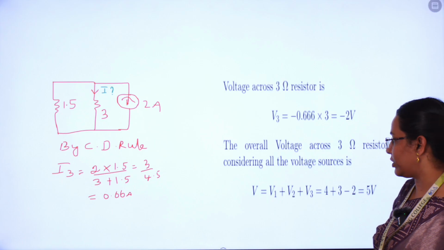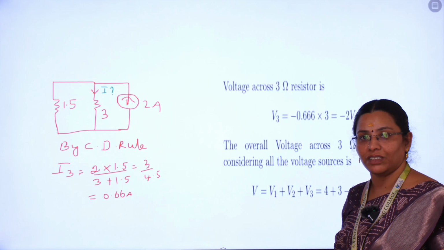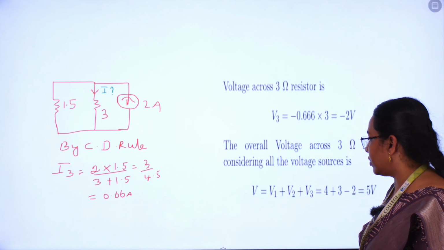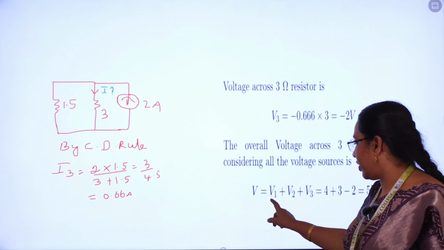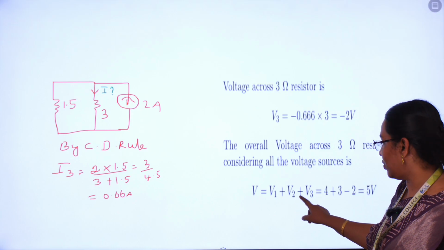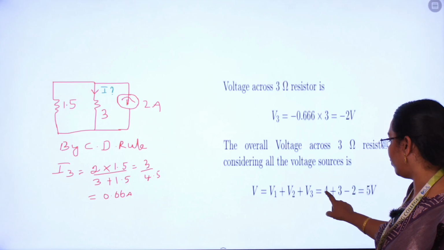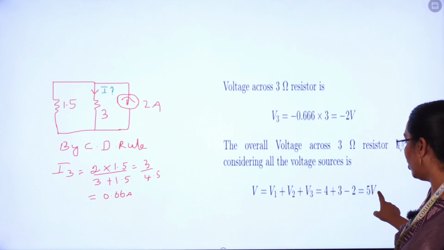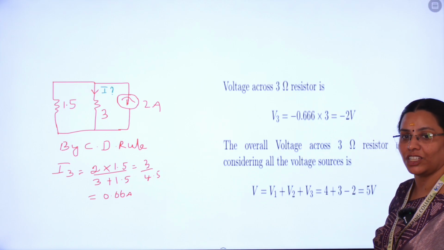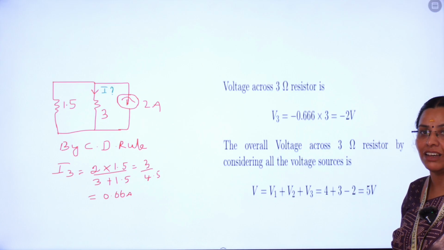So the overall voltage by the superposition theorem, with multiple sources in the circuit, is equal to the algebraic sum of the individual sources acting alone. So the total voltage V equals V1, the single source, plus V2, again a single source, plus V3, the single source. So V1 plus V2 plus V3 equals 4 plus 3 minus 2, equal to 5 volt. So by using the superposition theorem, the voltage across the 3 ohm resistor is 5 volt. The final answer is 5 volt.